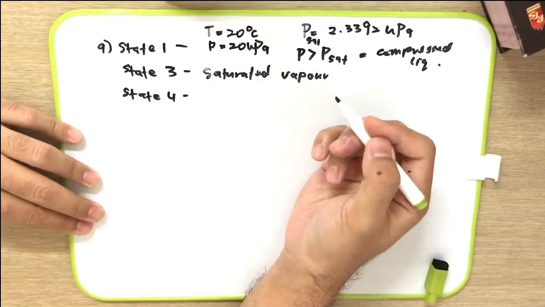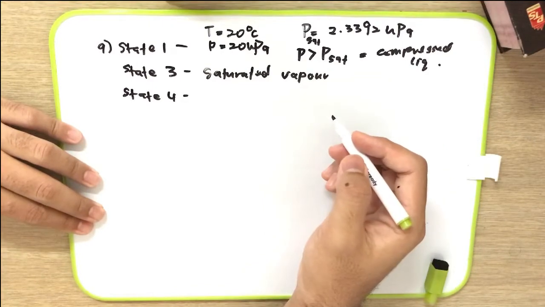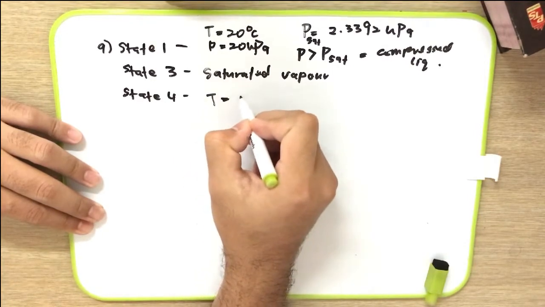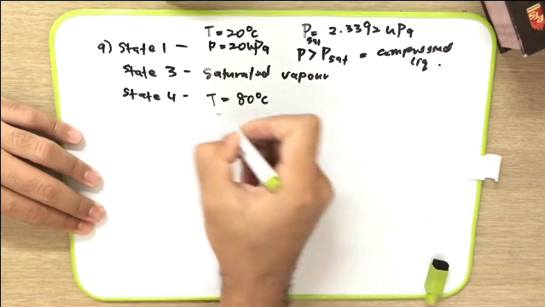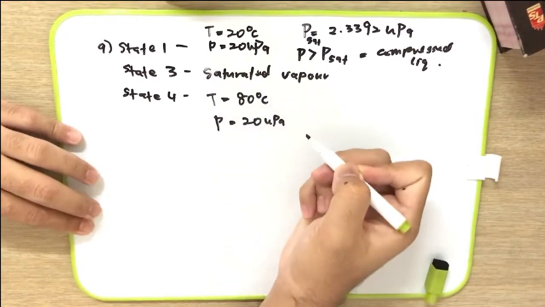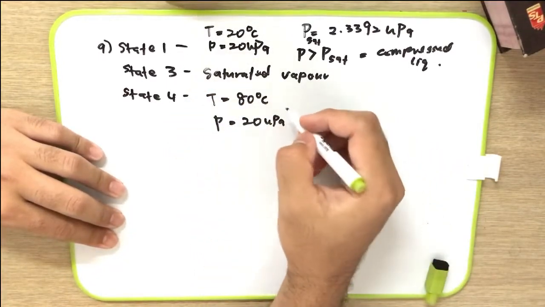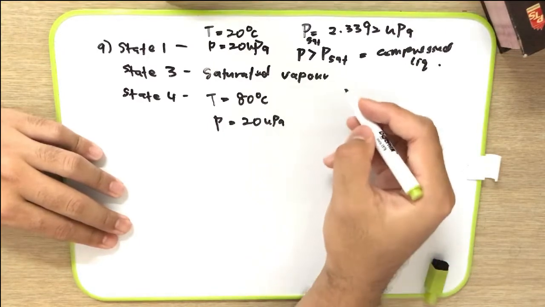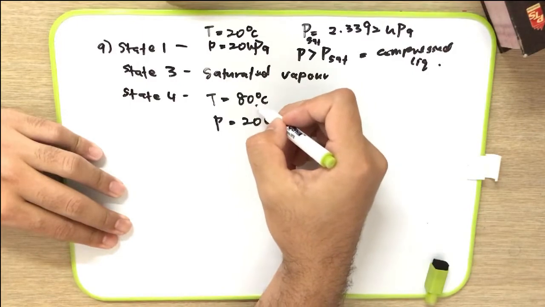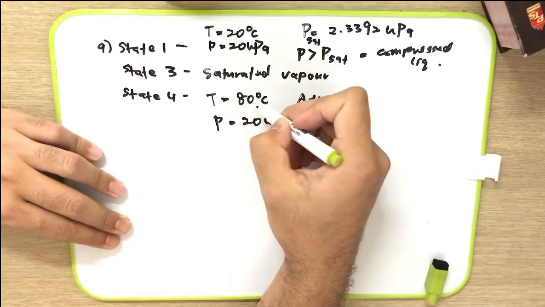Okay, state number 4, the system is further heated until the temperature reaches 80 degrees C. It is stated that the pressure is constant. The temperature is 80 degrees C, so the pressure remains 20 kilopascal. Right, so we do the same as state 1. So we find from table A4 as well. For table A4, we check at 80 degrees C.